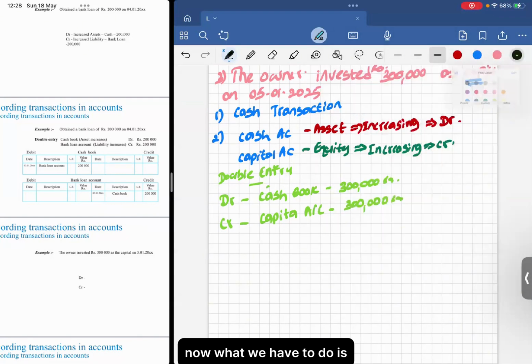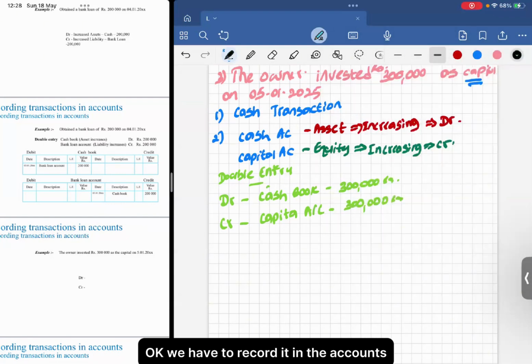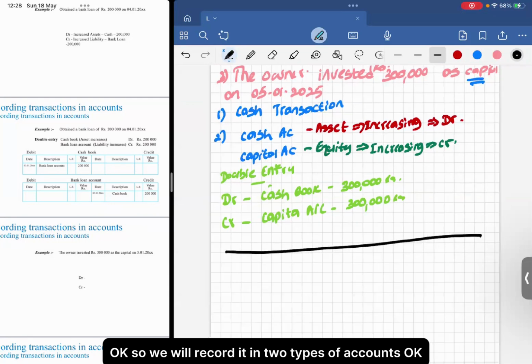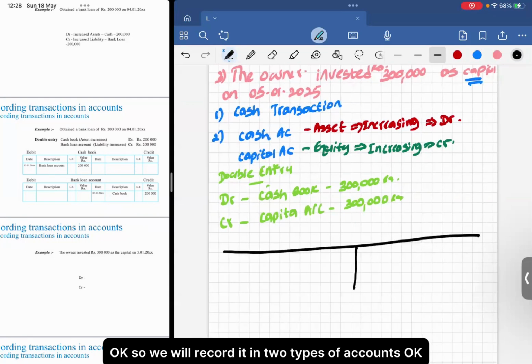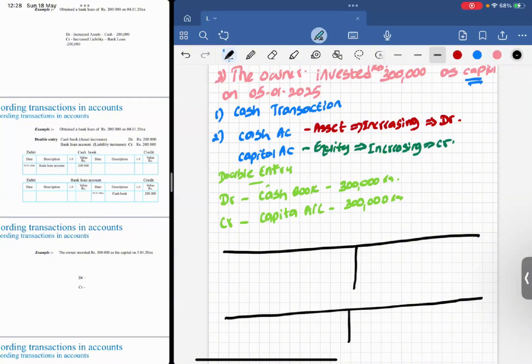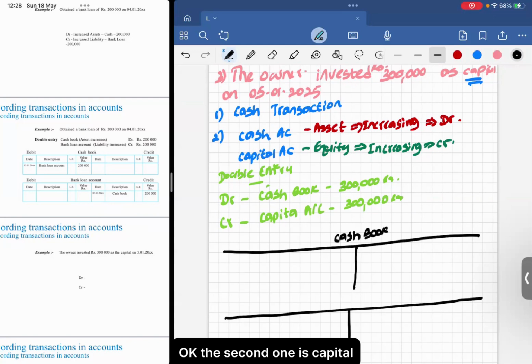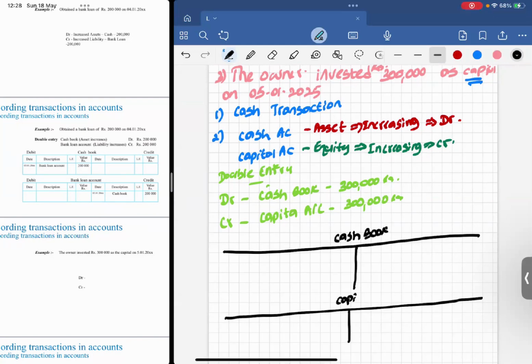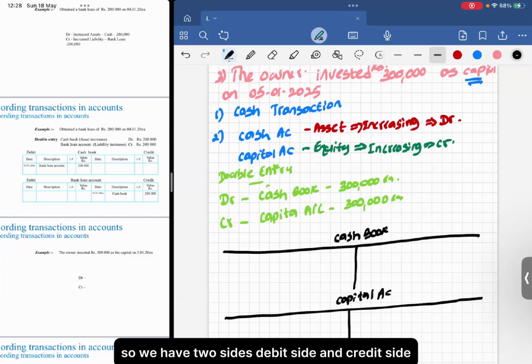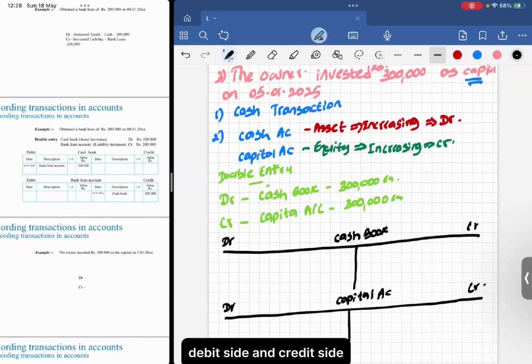Now what we have to do is record it in the accounts. We have two types of accounts here, so we will record it in two types of accounts. The first one is the cash book. The second one is the capital account. We have two sides, the debit side and the credit side. Here we have debited the cash book, so we will write the date.